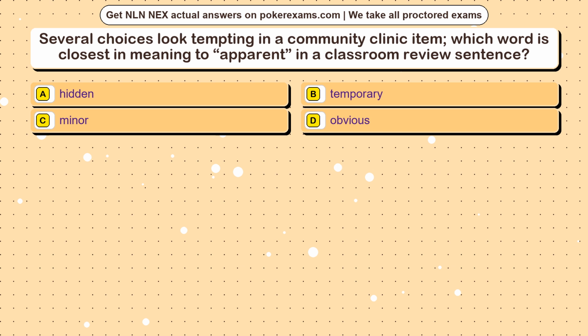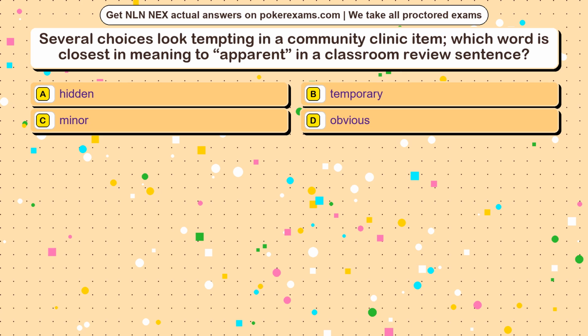Question 12. Several choices look tempting in a community clinic item. Which word is closest in meaning to apparent in a classroom review sentence? Option A, hidden. Option B, temporary. Option C, minor. Option D, obvious.